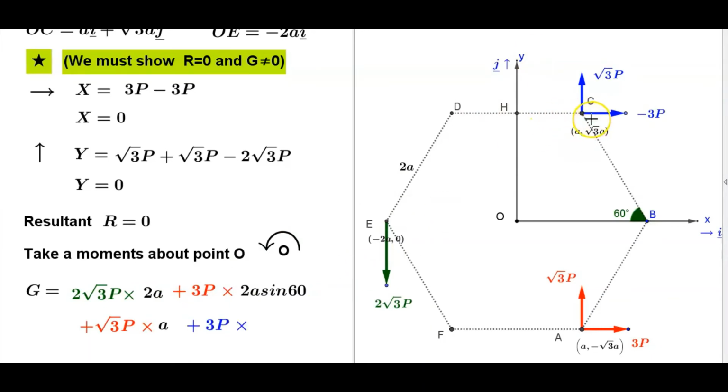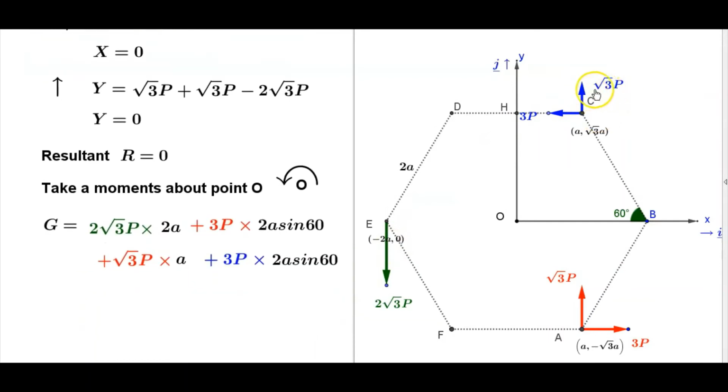Plus 3P into, we can say 3P because in this direction it is minus 3P, or we can say like this one, 3P into this distance to a sine 60. And plus root 3P into, for this one, the distance from here to here is 8.